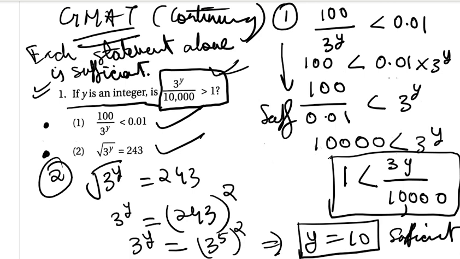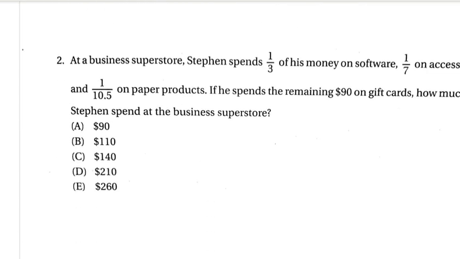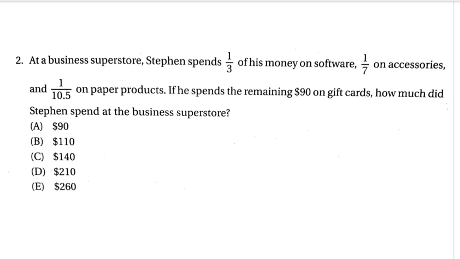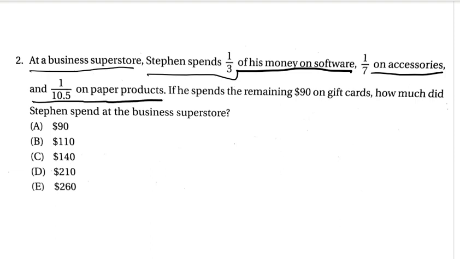Let's move on to our second question. Our second question is on the screen. Sorry about that, just hold on. Okay. So our second question is a very junior level type of question. It says that at a business superstore, Steven spends 1 by 3 of his money on software, 1 by 7 on accessories, and 1 by 10.5 on paper products.